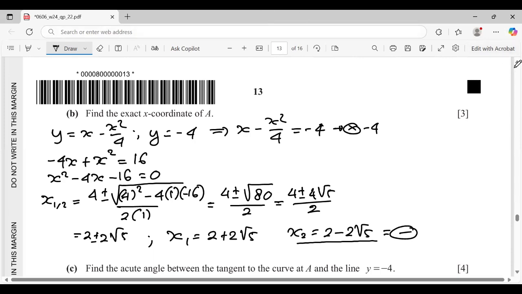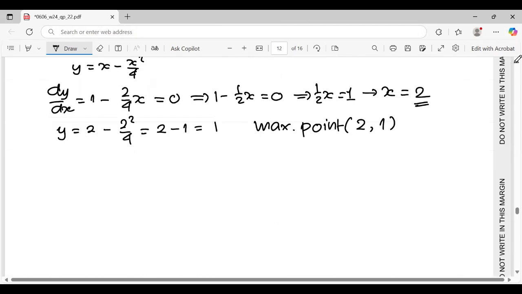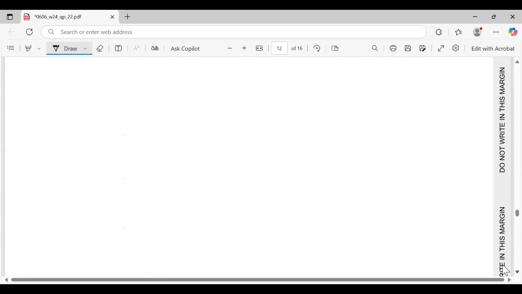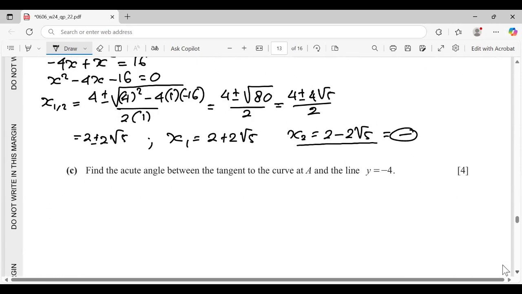So if you evaluate this graph, this diagram, x is positive. There is no negative x here. Okay. So x equals 2 plus 2 square root 5.